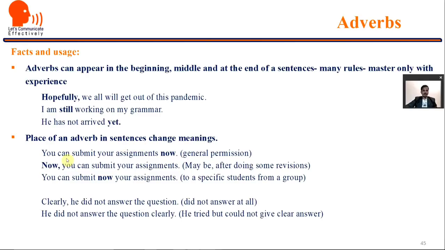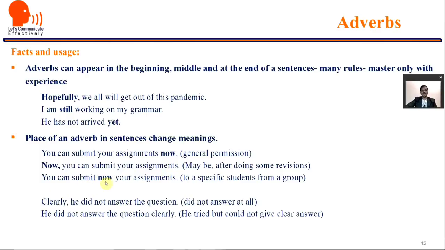For example, you can submit your assignments now. So it is general permission, like now, you can submit your assignments now after a specific time. Now, if now is used in the beginning of a sentence, now you can submit your assignments. Maybe after doing some revision, two or three revisions are done, and then the professor is saying now you can submit your assignments.